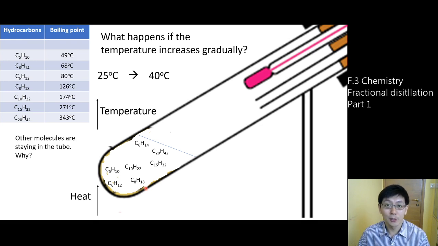The reason is very simple. They have the boiling point larger than the current temperature. Now the temperature of this mixture is 40 degrees Celsius. All the boiling points of these hydrocarbons are greater than 40 degrees Celsius. They are not boiled in this case.